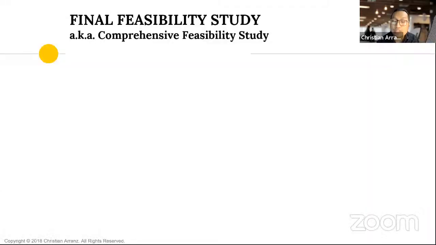Now, let's go to the final. Ito na yung last stage. Final feasibility study, also known as comprehensive feasibility study. Dun sa diagram kanina, if you notice, nakasulat lang siya as feasibility. Pero medyo nakakalito kasi siya. Yung tatlong stages na to, yung scoping, yung pre-feasibility and final feasibility, lahat yan feasibility studies.